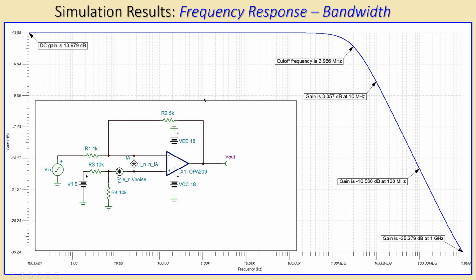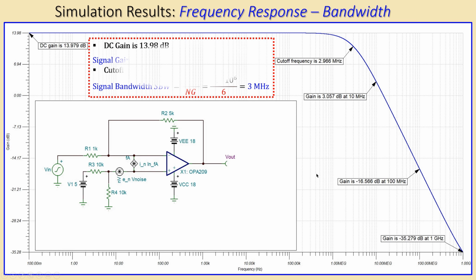Now this is our circuit with the model, and we can see in this plot that we have a DC gain of approximately 14 dBs, so this is 13.979. We have a cutoff frequency of 2.966 megahertz, and we have some labels here to indicate that this circuit is behaving as a first order system. But let's start with the first one, which is the DC gain.